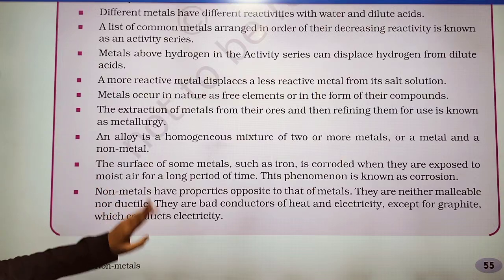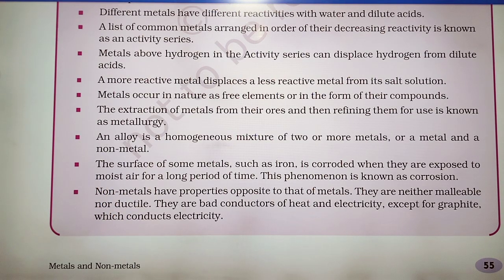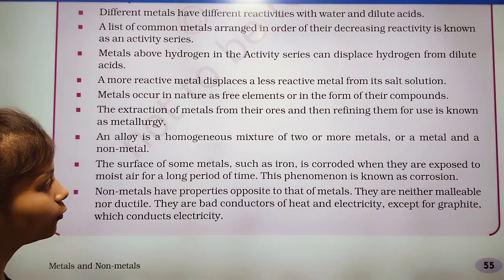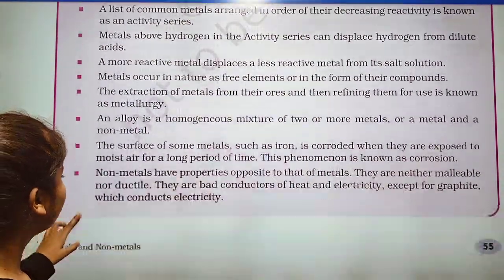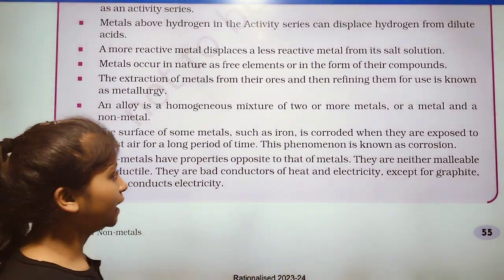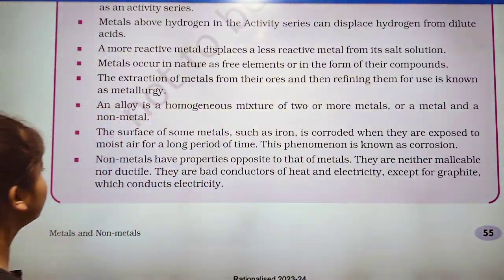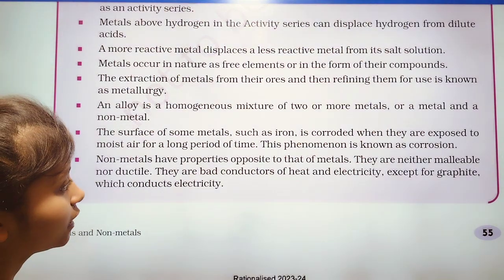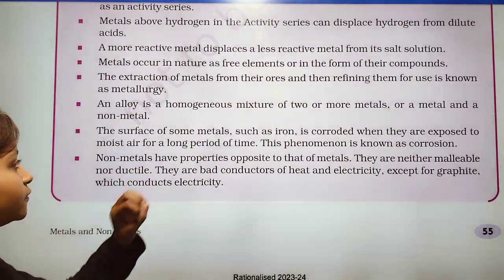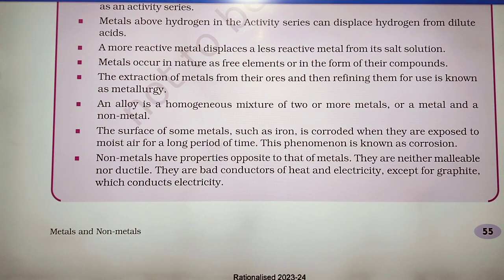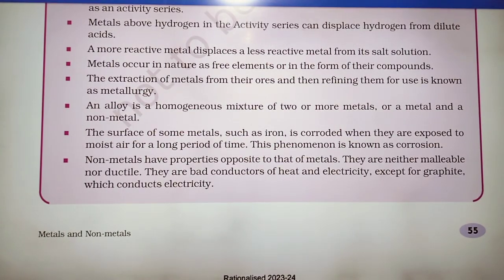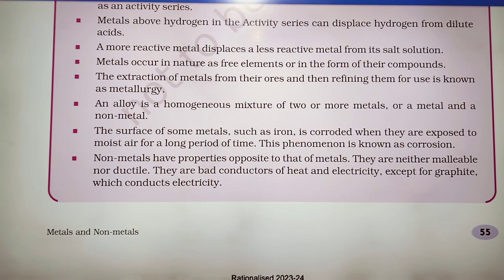Now the next point is that an alloy is a homogeneous mixture of two or more metals, which we have seen. The surface of some metals such as iron is corroded when they are exposed to moist air for a long period of time. This phenomenon is known as corrosion.